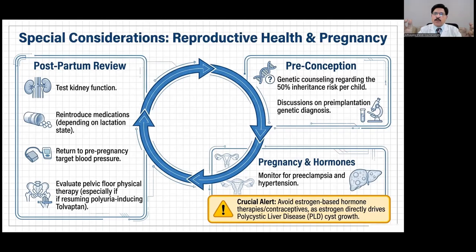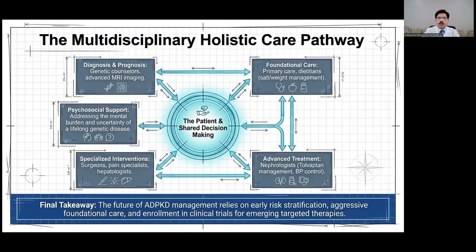Pregnancy and hormones: monitor for preeclampsia and hypertension. Avoid estrogen-based hormones, because estrogen therapy and contraceptives increase the risk of liver cysts. So estrogen directly drives polycystic liver disease and cyst growth.